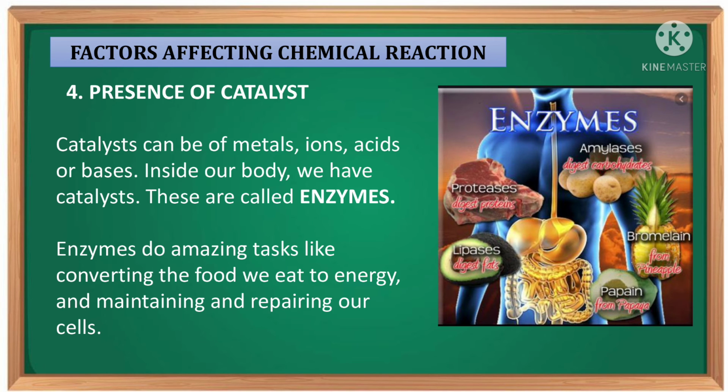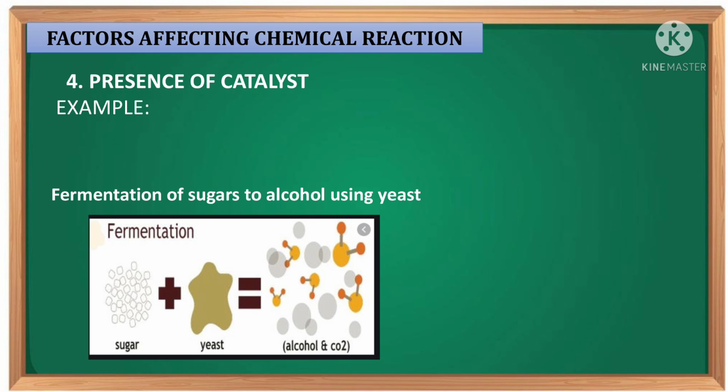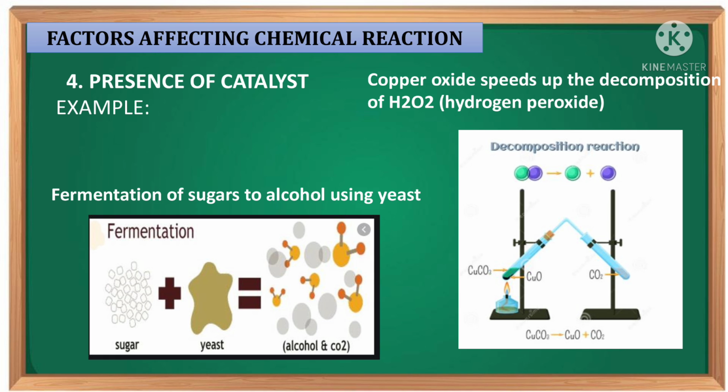Inside our body, we have catalysts. Those are called enzymes. Enzymes do amazing tasks like converting the food we eat to energy and maintaining and repairing our cells. Examples of the presence of a catalyst are the fermentation of sugar to alcohol using yeast, and copper oxide speeding up the decomposition of hydrogen peroxide.